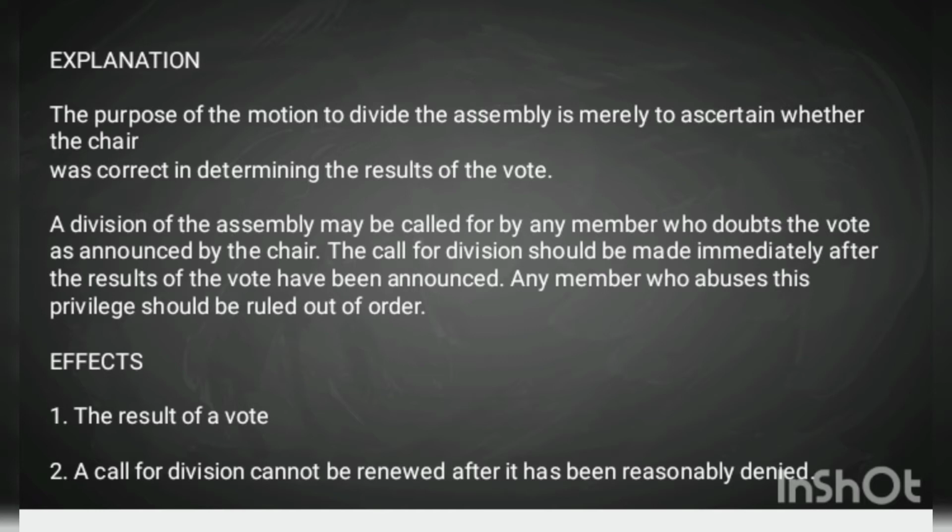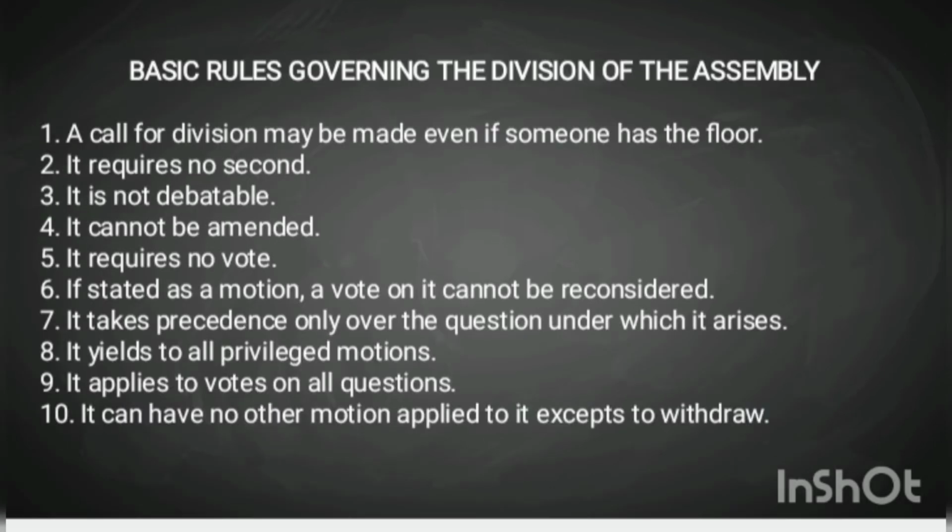But when different methods of taking the vote are suggested, they should not be treated as amendments but like filling in blanks. The effects of a division of the assembly are: first, after a recount, the result of the vote becomes the final decision of the assembly on the question at issue. Second, a call for division cannot be renewed after it has been reasonably denied.